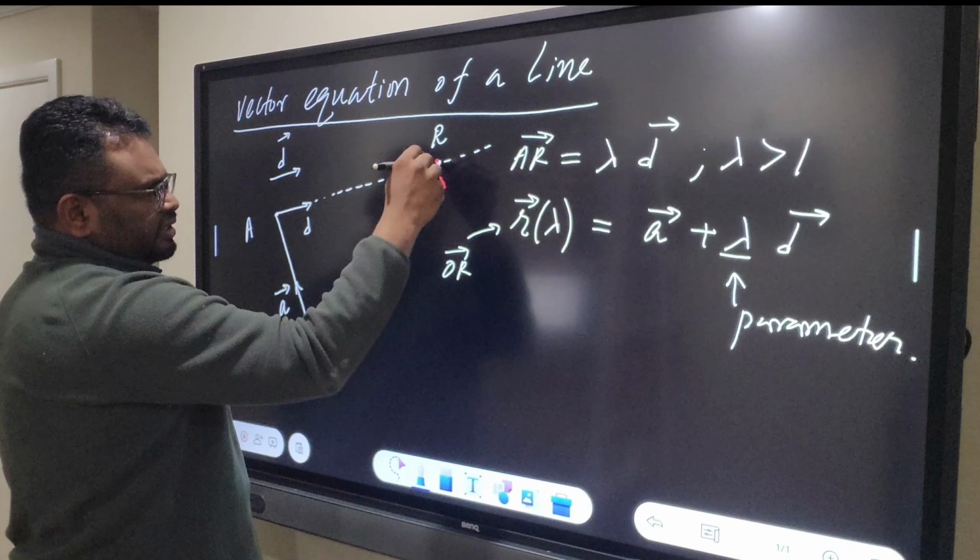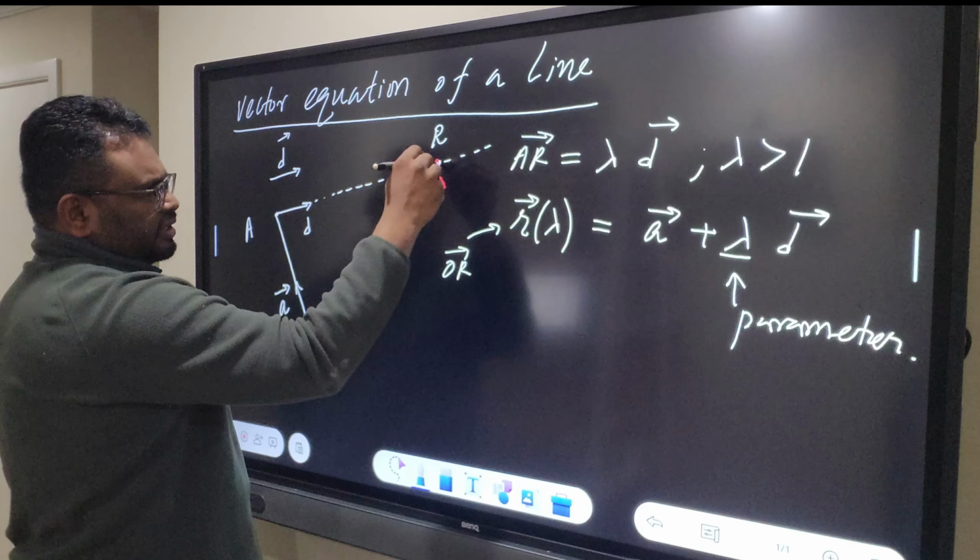Now from the vector triangle, you can write OR, which is the R vector, to be A plus lambda times D vector. So this is A, and lambda D is going to be this AR. Now this lambda is called the parameter.